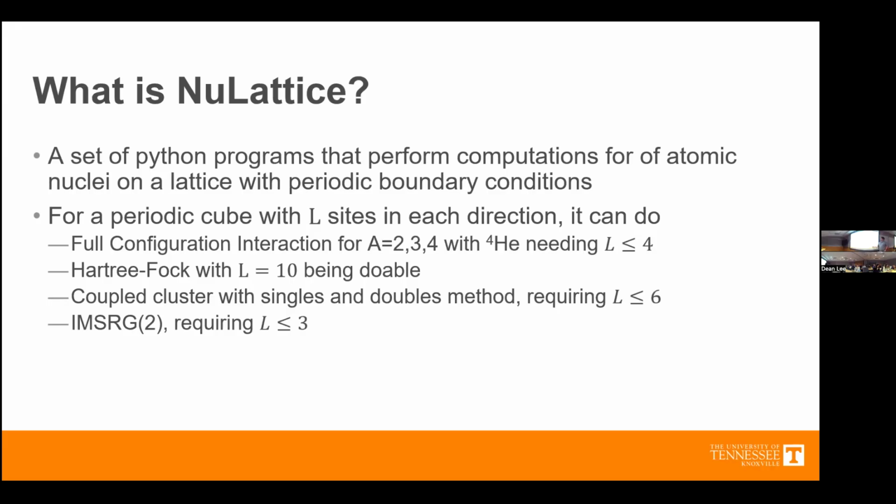So this is a set of Python programs that, like I said, performs computations on atomic nuclei on a lattice with periodic boundary conditions. For a periodic cube with L sites, it can do full configuration interaction for A equals 2, 3, 4 for L less than or equal to 4, and do Hartree-Fock with large L's, no problem. It also has coupled cluster with singles and doubles, which requires L less than about 6, and IMSRG(2) requiring L less than or equal to 3.